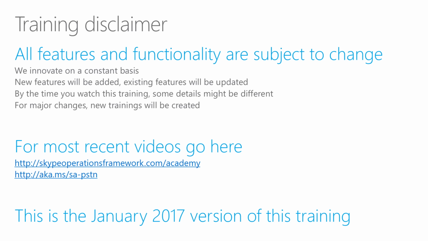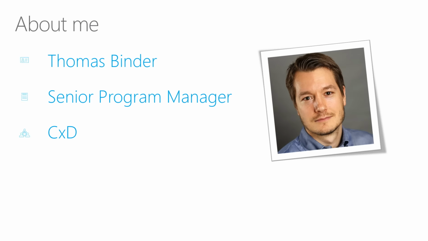Before we get into the content of this training, please allow me to start with a quick disclaimer. Office 365 and Skype for Business Online iterate very quickly. We add features and functionality on a constant basis. So by the time you're watching this training, it might already be outdated. So please make sure to go to aka.ms/sa-pstn for the latest version of this training. This is the January 2017 version of this recording.